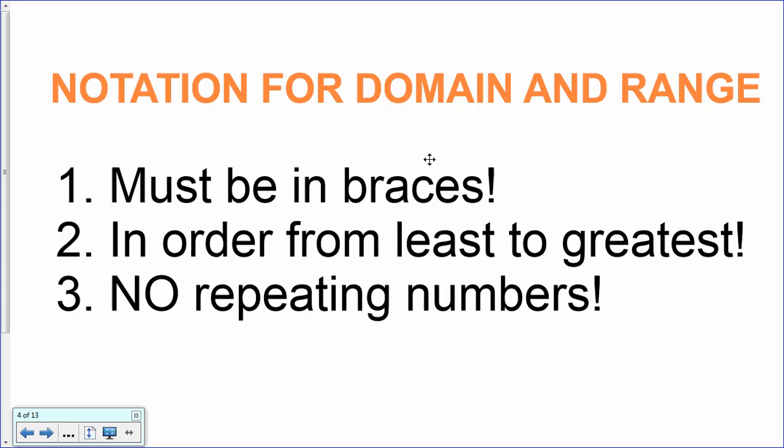Notation for domain and range is that it must be in braces. All sets must be in braces. It needs to be in order from least to greatest, and you don't have any repeating numbers. So even when you're looking at all the points, if the x value of 2 appears twice, you only have to write the 2 once. Okay? So, no repeating numbers, least to greatest, and must be in braces.